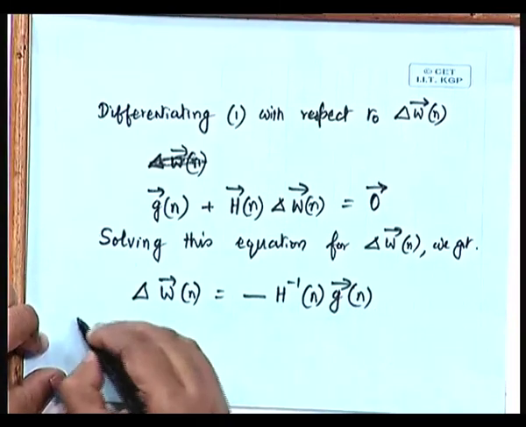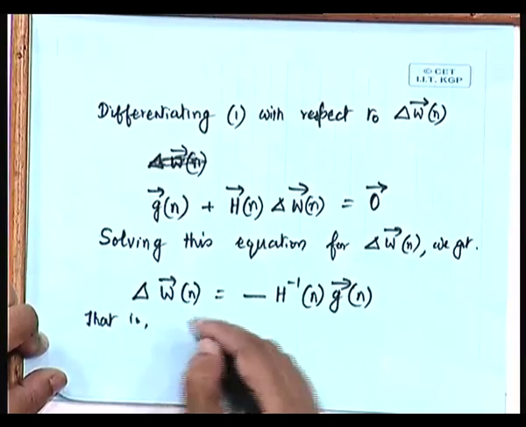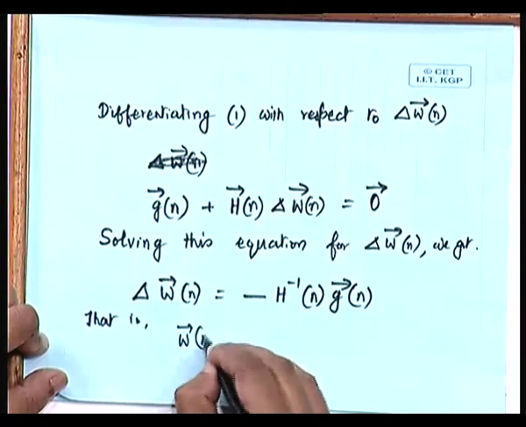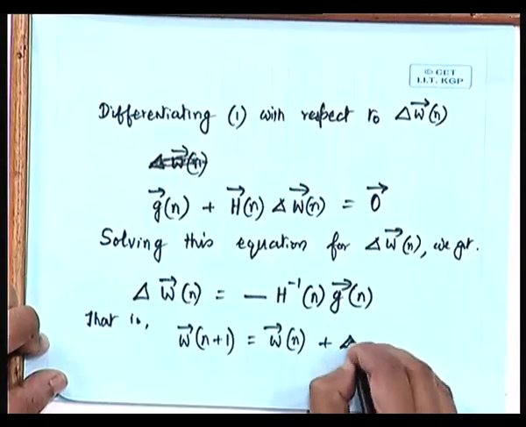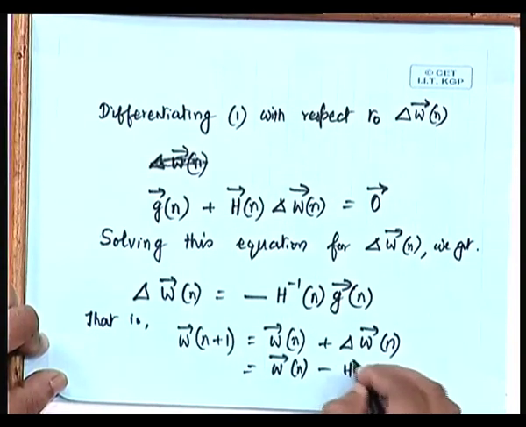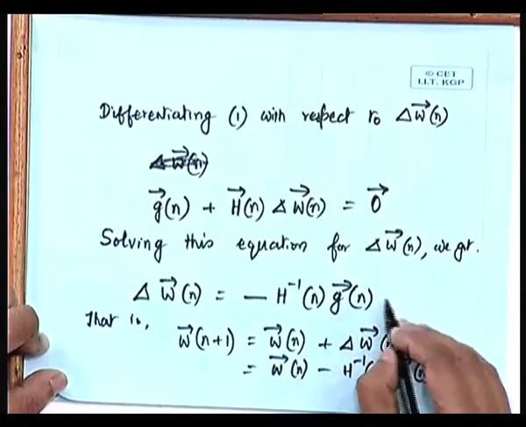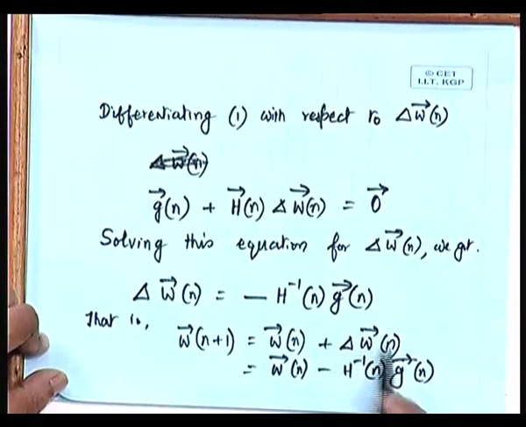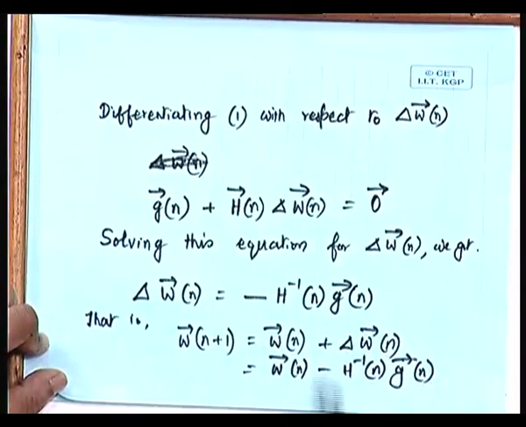Because we have already got this as delta W n, we can write W n plus 1 is equal to W n plus delta W n, and that is equal to W n minus H inverse n G n. I simply substitute for this delta W n the one that we have got. So, this is what we get.